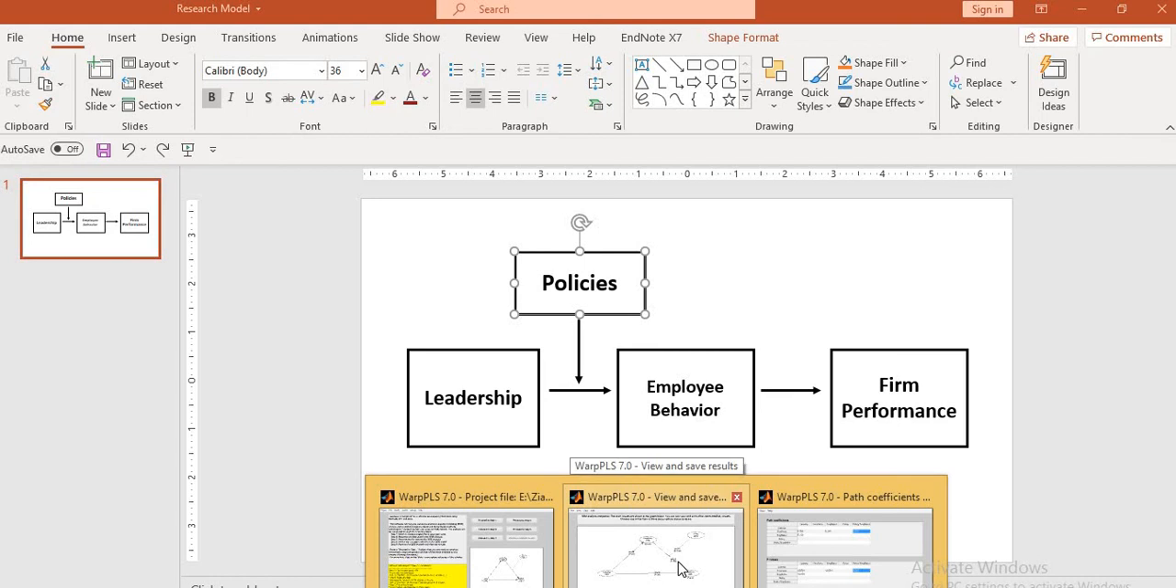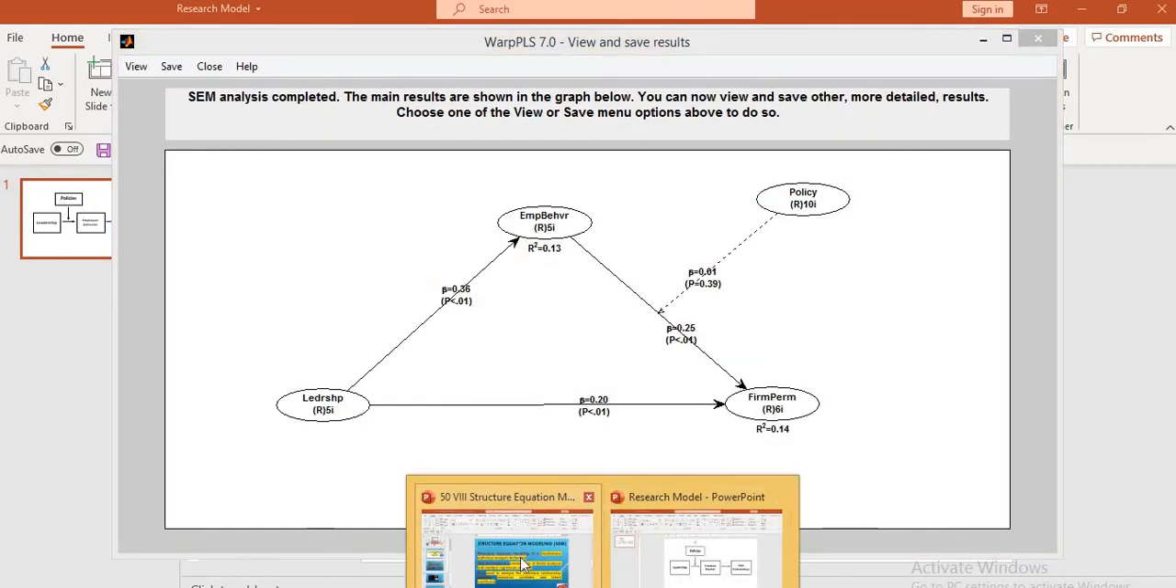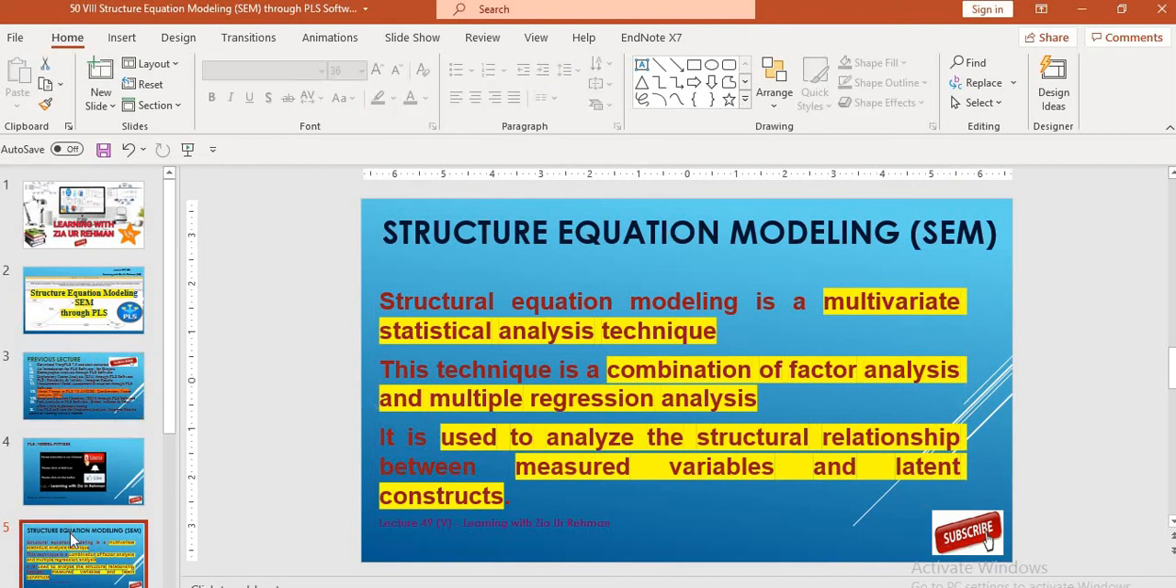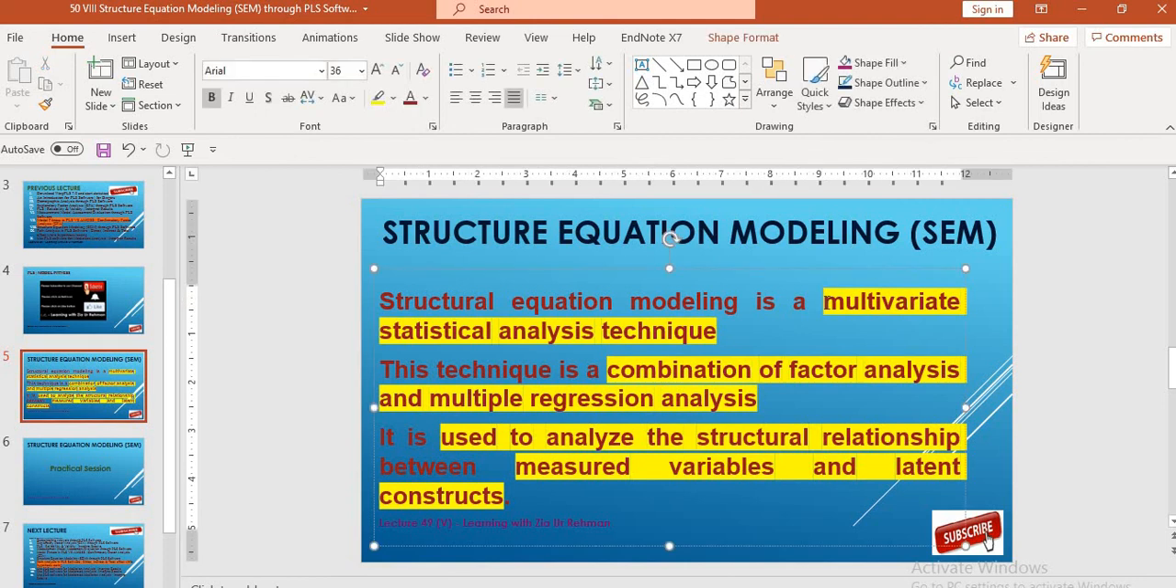So I think you scholars enjoyed this lecture very much. This is all about today's lecture. You must know three to four things. Structural equation modeling is a multivariate structural statistical analysis technique. This technique is a combination of factor analysis and multiple regression analysis. It is used to analyze the structural relationship between the measured variables and the latent constructs or variables.